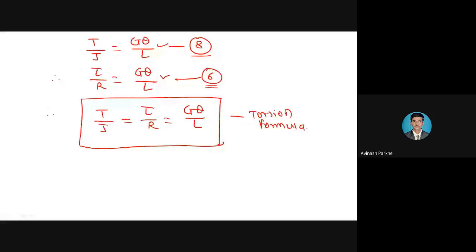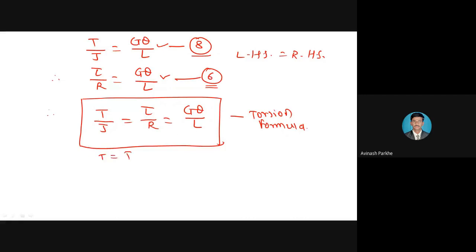Their right hand sides are equal. The term G theta by L is present on the right side in equation 8, and in equation number 6 also the G theta by L term is present. Therefore, the right hand sides are equal, so the left hand sides are also equal. Therefore, I have written the final equation, that is T upon J is equal to tau upon R is equal to G theta by L.